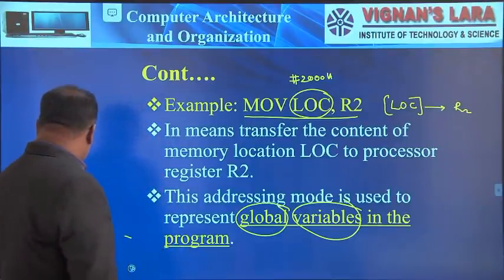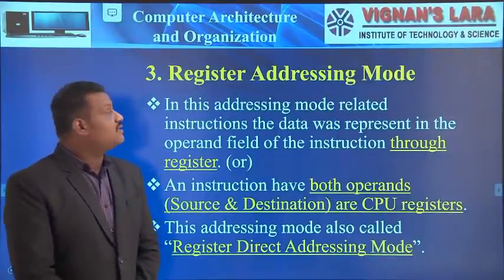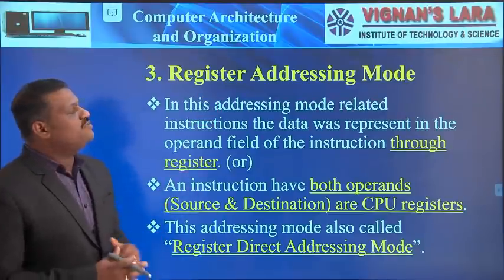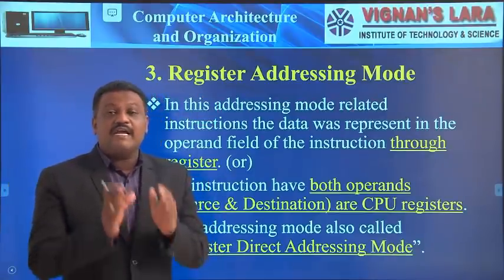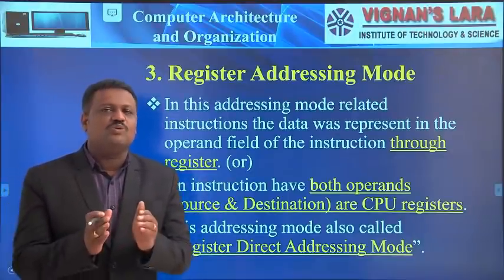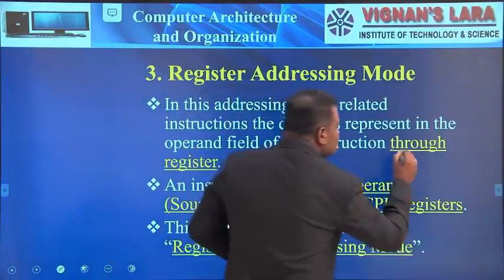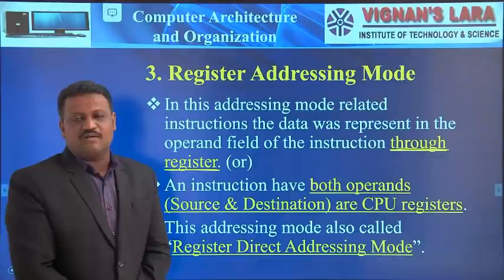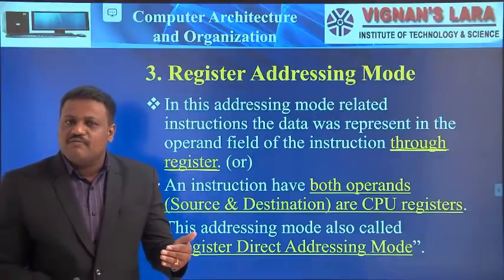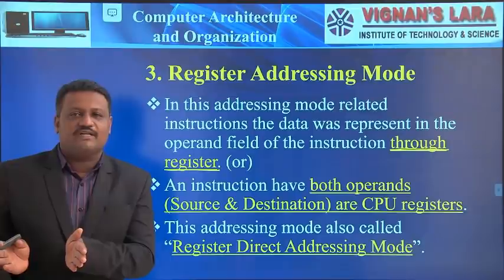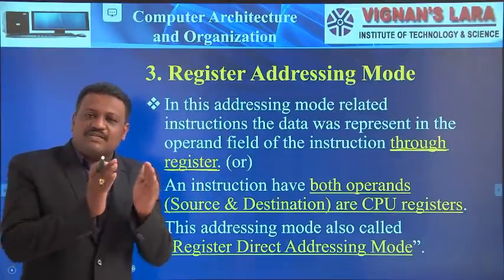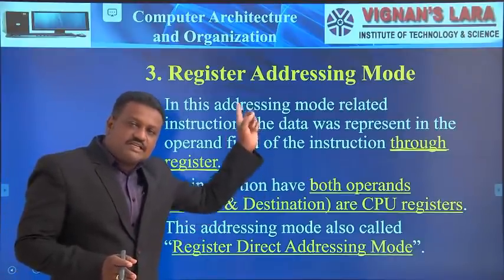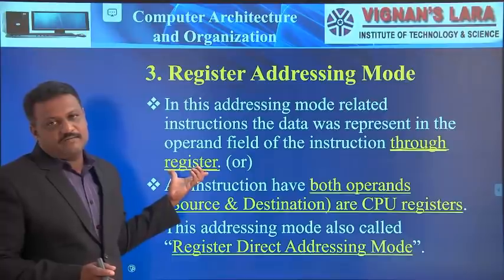And coming to the fourth one, that is register direct addressing mode. This is the third one. In the instructions of this addressing mode, the data is represented in the instruction operand field through a register. What happens in the previous case? We represent our data through a memory location address. Before that, we represented data directly in the instruction operand field. But now, we are representing our data in the instruction operand field through a register.